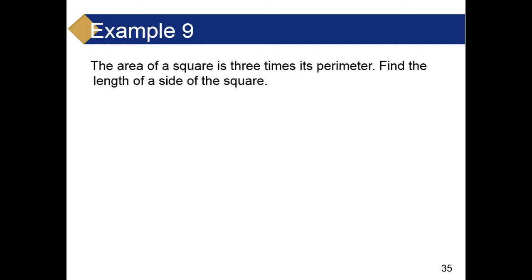Now this is example 9 on the old set. This is example 12 in the new edition. See, the new edition has a few more examples in it. The area of a square is 3 times its perimeter. Find the length of the side of the square. I thought we did this too.